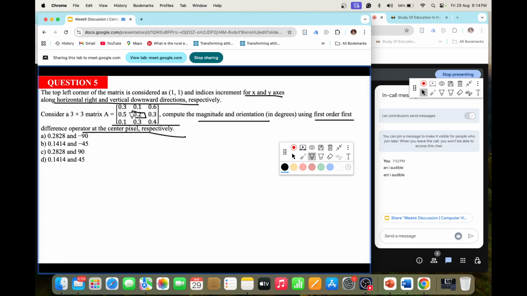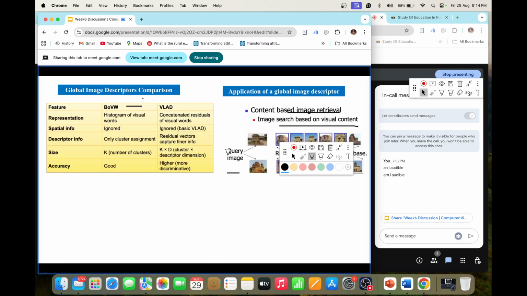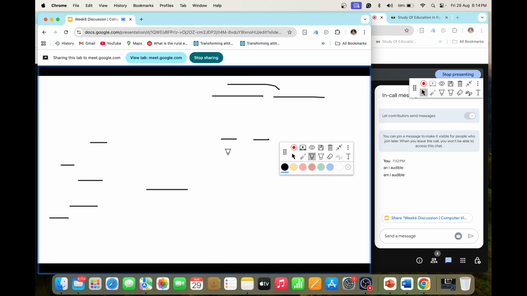So first order difference operator, you have to calculate the magnitude as well as orientation of it. That means you have to calculate Ix, Iy. Similarly, you have to calculate orientation, that is theta. Ix, Iy can also be called Gx, Gy. And then you have to calculate theta. So what is the formula for Ix? Ix or Gx, whatever you call it, is the same thing.